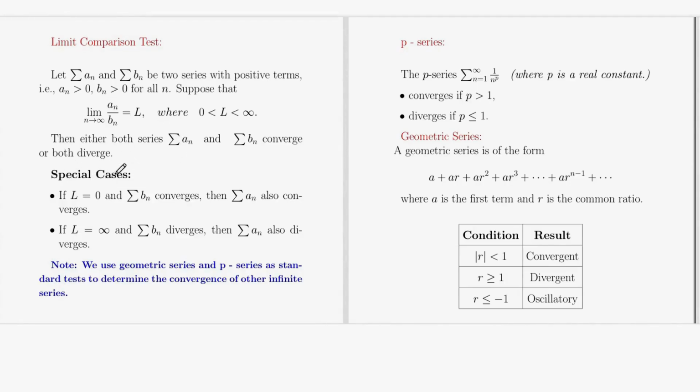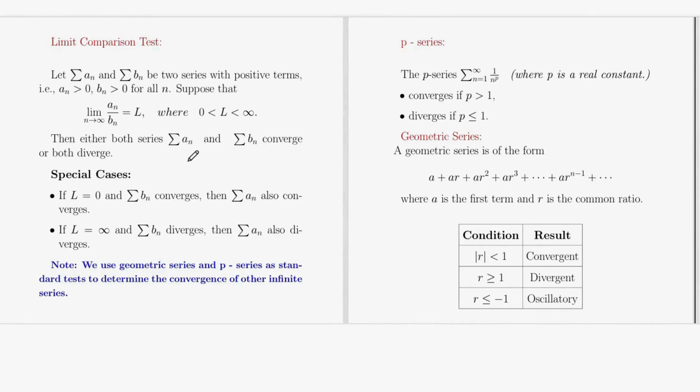So what does it mean? If AN and BN are two positive series and this condition is satisfied, the limit as n tends to infinity of AN upon BN is equal to L, where L lies in the range 0 to infinity, then what can we conclude? Both the series AN and BN converge or both diverge.